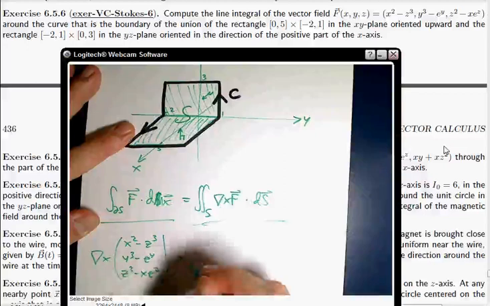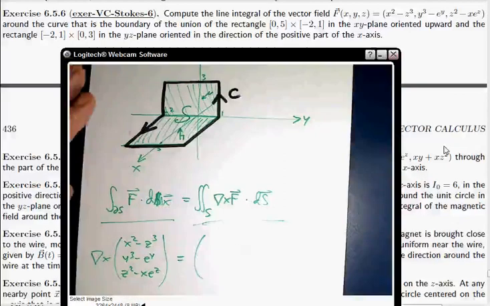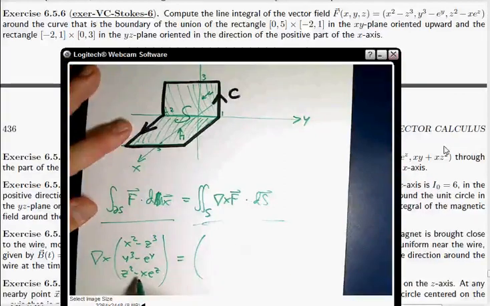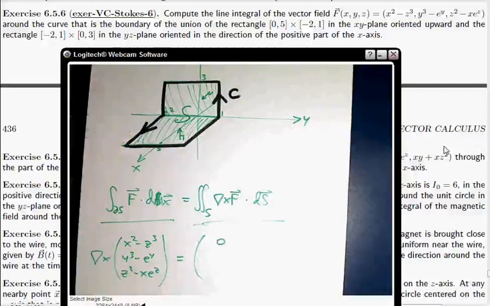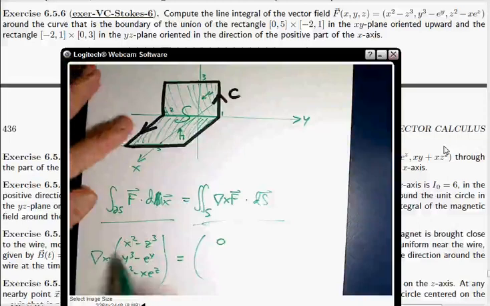All right, so the curl is, well, the y partial of that is nothing. The z partial of that is nothing. Okay, 0, that's nice. Now the second part is going to be the x partial of that, which is 2x, minus the z partial of this.